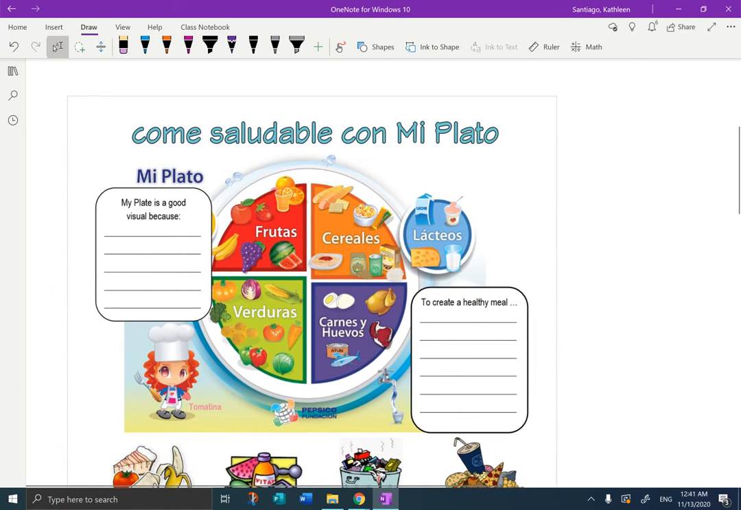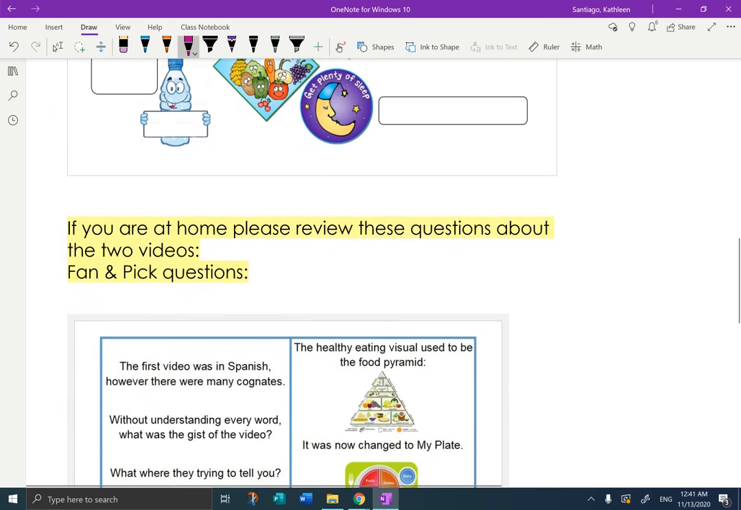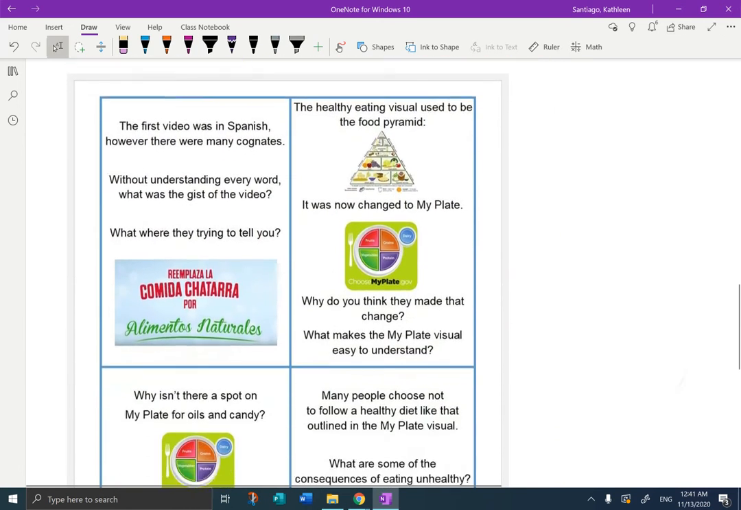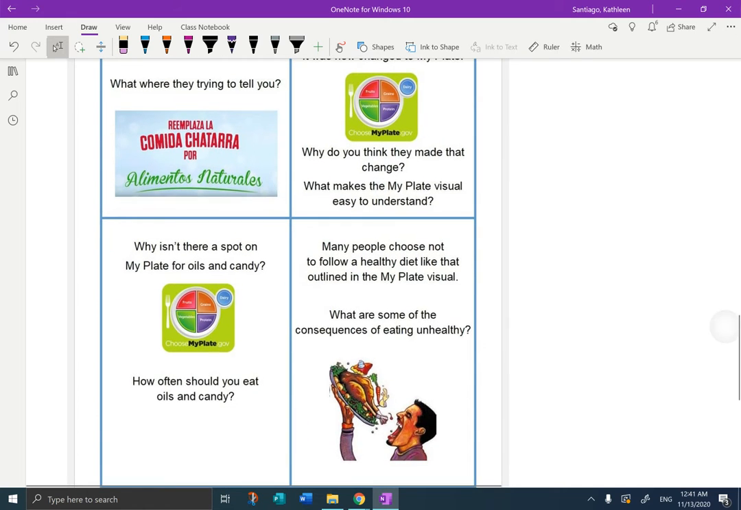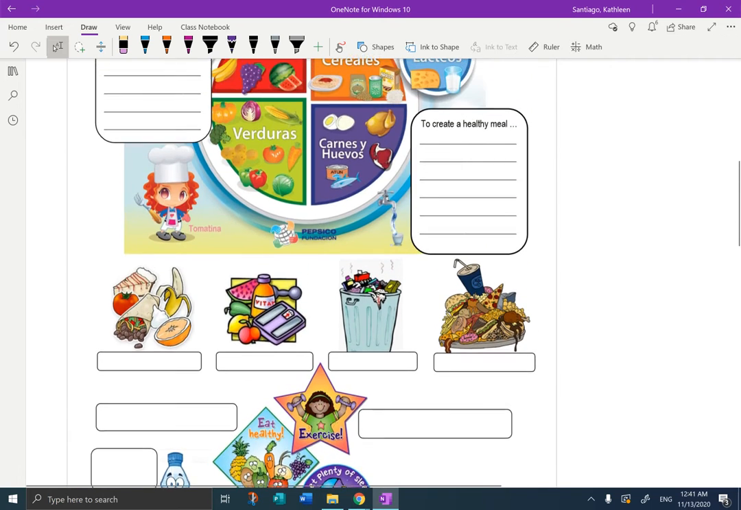So remember when you sneeze in class, I say salud, and in Spanish, you're not telling someone bless you, you're wishing them good health. So saludable means healthy. I'm just going to write that there so that you know. Con mi plato. Well, you've just watched 2 videos, and the cards that we were talking about are right here. It says if you're at home, please review these questions about the 2 videos, fan and pick questions. So there are 4 quadrants. You should go ahead and answer all of those. And then let's talk about some of that information.